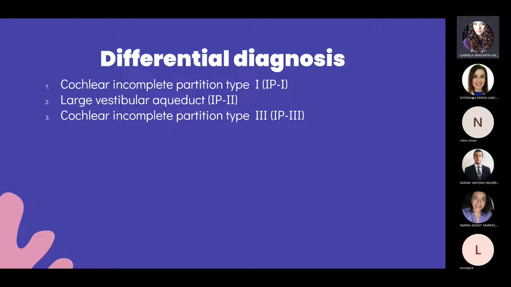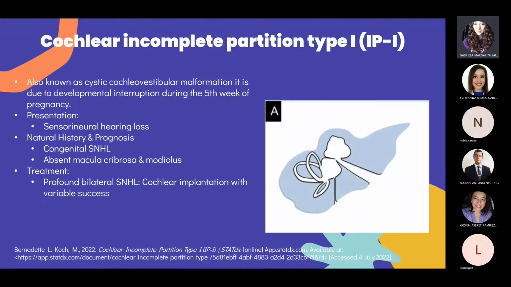First, the cochlear incomplete partition type 1, which is also known as a cystic cochleovestibular malformation, is due to a developmental interruption during the 5th week of pregnancy. It presents with sensorineural hearing loss. It is a congenital sensorineural hearing loss where there is an absent macula cribrosa and modiolus. And the treatment when the patients have bilateral profound sensorineural hearing loss is cochlear implantation, which has variable success.